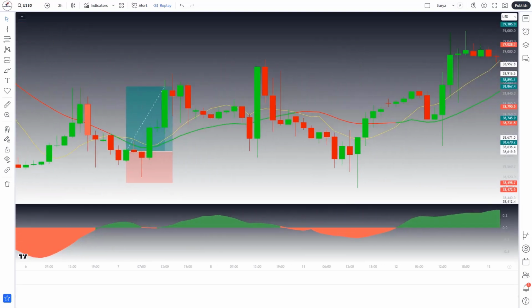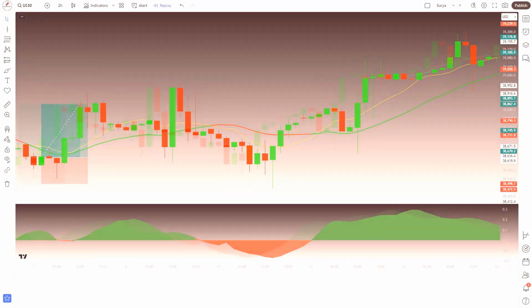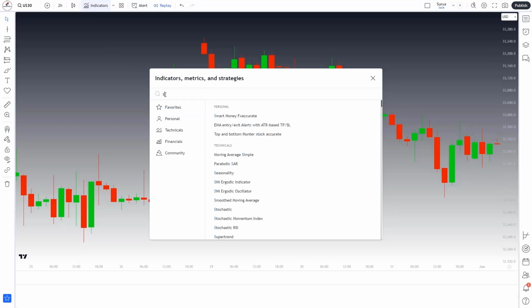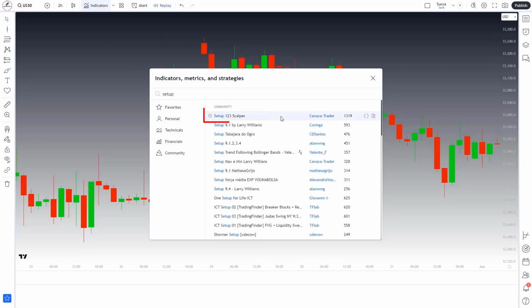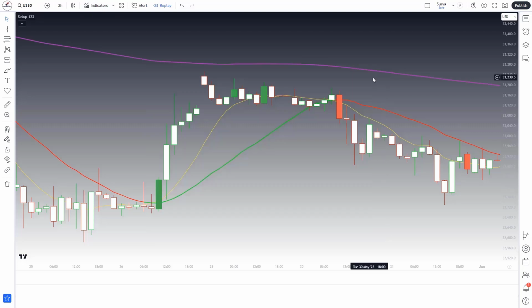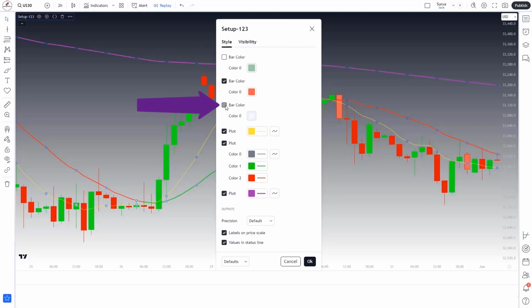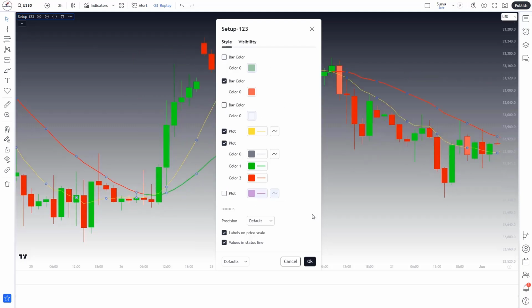Let's go to the chart and apply our indicator. First of all, go to the Indicators tab and type Setup 123 Scalper here. After that, add this indicator to the chart. First of all, we have to change some settings. Hide the bar color. Hide the plot. Save this setting.